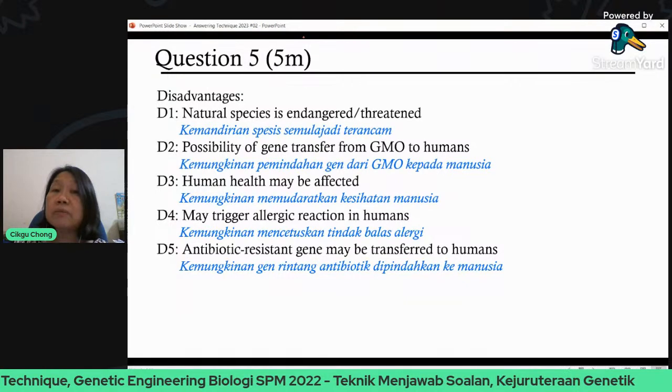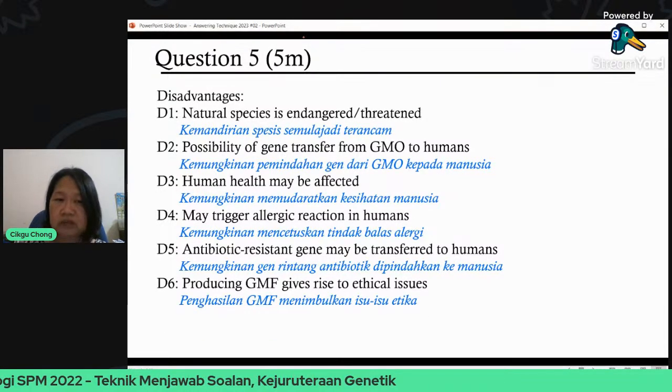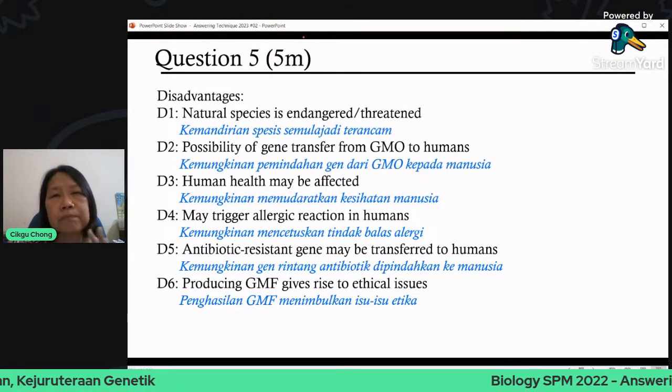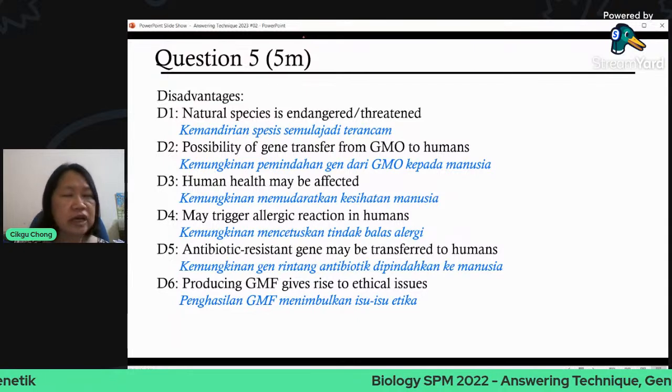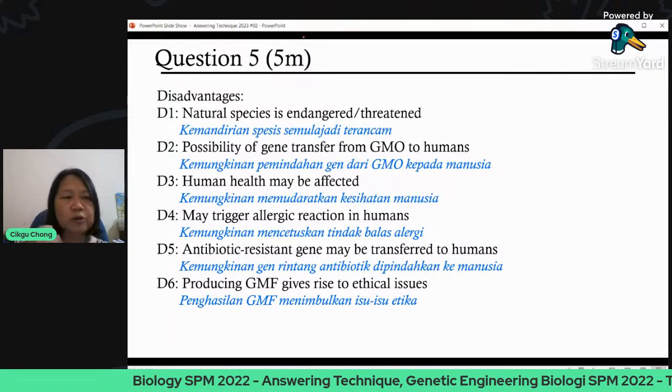Okay, so these are some of the points that you can write in. And of course, producing GMF gives rise to ethical issues. Ada isu-isu etika. Ada orang kata tak sepatutnya. This should not happen, because it's like naturally God gives us all these things. And why are you playing like God?